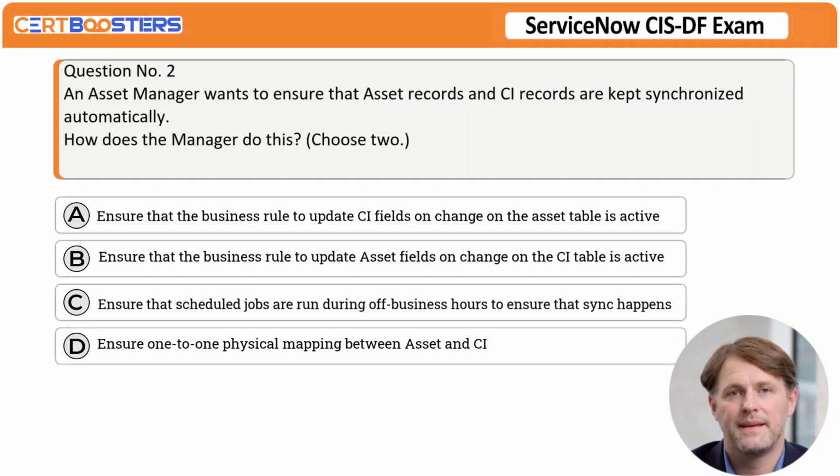Question number 2. An asset manager wants to ensure that asset records and CI records are kept synchronized automatically. How does the manager do this? Choose 2. A. Ensure that the business rule to update CI fields on change on the asset table is active. B. Ensure that the business rule to update asset fields on change on the CI table is active. C. Ensure that scheduled jobs are run during off-business hours to ensure that sync happens. D. Ensure one-to-one physical mapping between asset and CI.